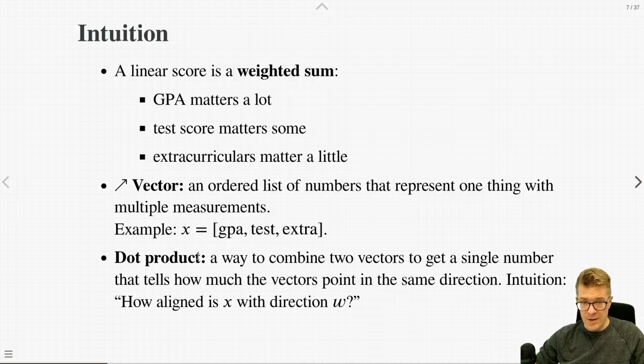A dot product, this is the main thing we're going to learn today. A dot product is a way to combine two vectors to get a single number. And this number is going to tell us basically how much the vectors point in the same direction. Another way of thinking about it is if you have two vectors, x, like the one we showed here, and w for weighting, how well is x aligned in the direction w?